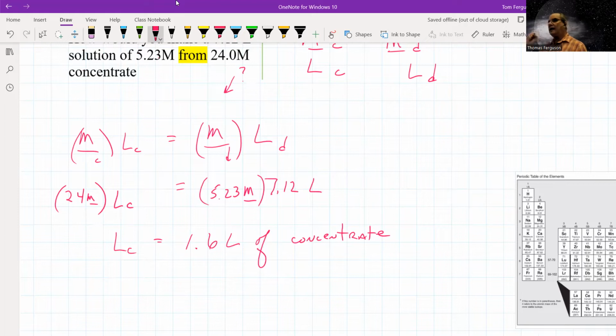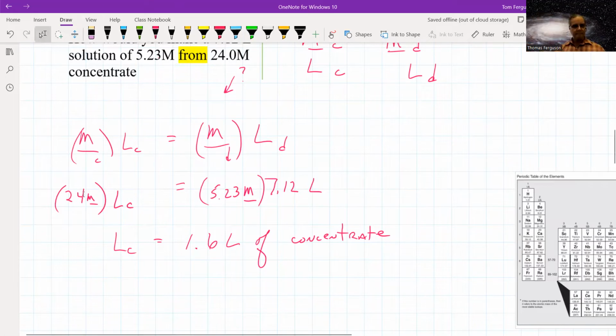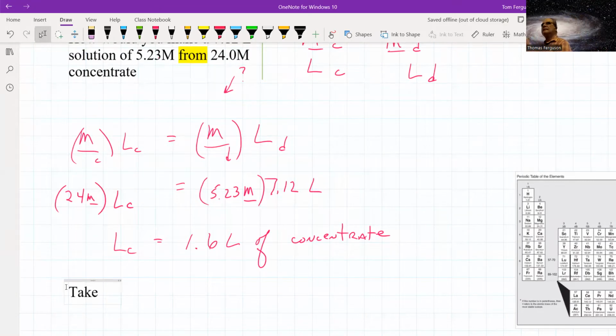Okay, so we need 1.6 liters of the concentrate. So what are the directions to mix this up then? Tell me how to mix it up. Think about how you did it with the dry stuff. We want to end up at 712 liters of the dilute stuff, right? So we're going to take 1.6 liters of the concentrate, and it's already dissolved. We don't have to worry about dissolving it because it's already dissolved. And then we're going to bring the 1.6 up to 712.